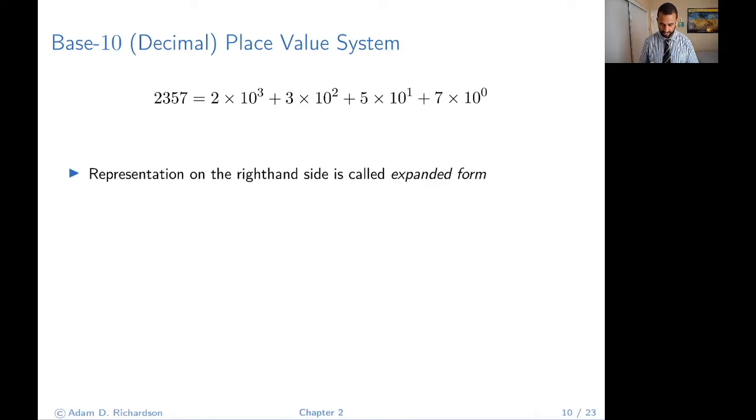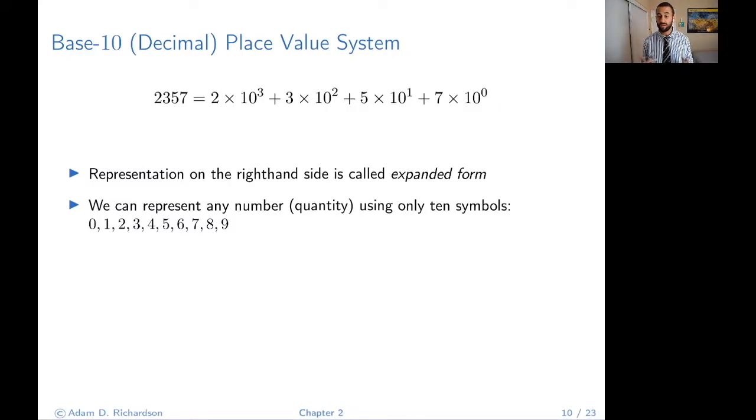Okay, so now let's go back and look at our place value, our decimal place value system, and make even more sense of it. So this representation over here on the right-hand side of the equation is called the expanded form. So if I ever tell you to write it in expanded form, or it asks you to do that on the activities, that's what it means.